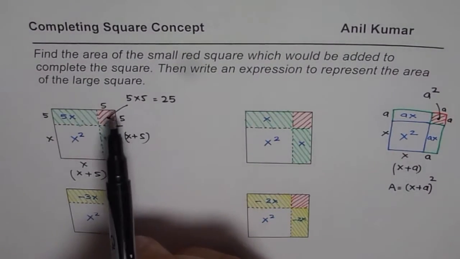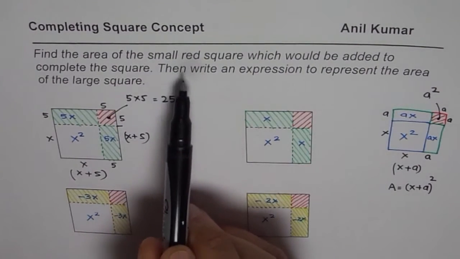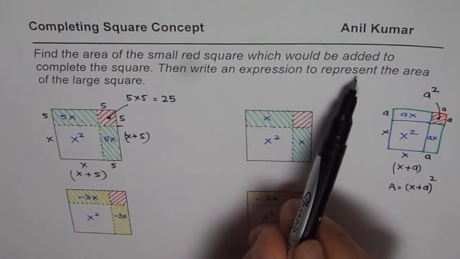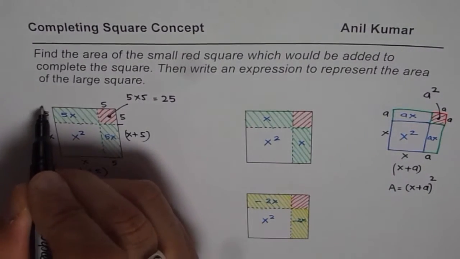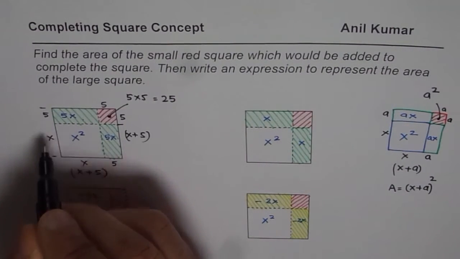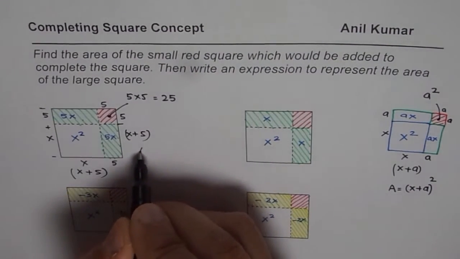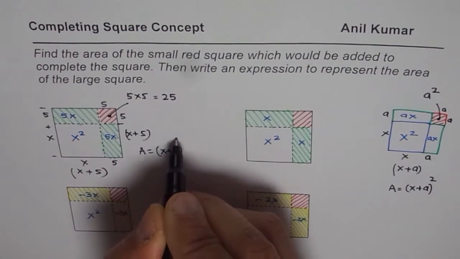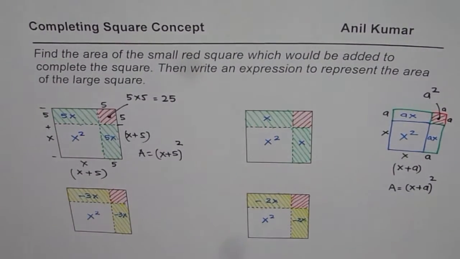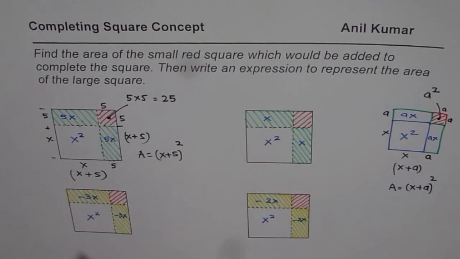So we got the area of the red square, and now the second part of the question is, then write an expression to represent the area of larger square. So larger means this. So since the sides of the larger square are x plus 5, area of the big square should be x plus 5 whole square. I think you got the idea, right? Apply the same strategy and answer these three questions, right?